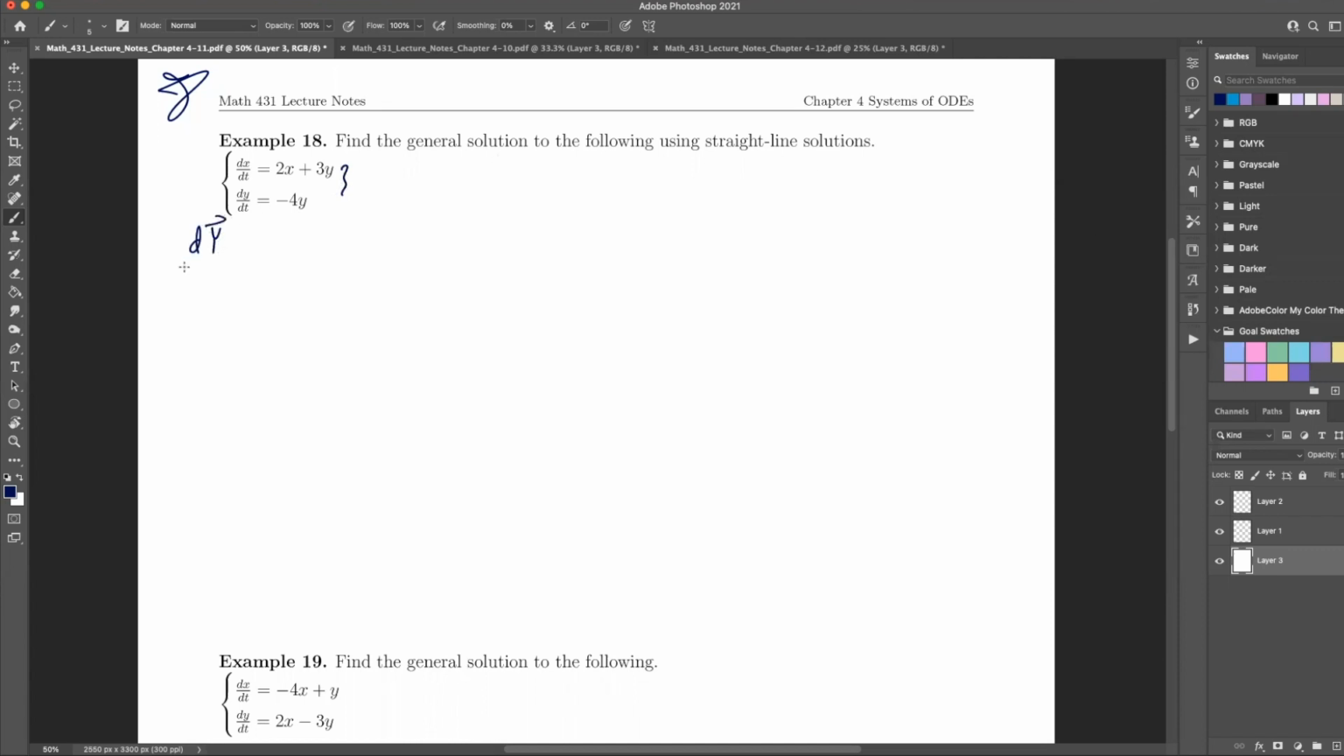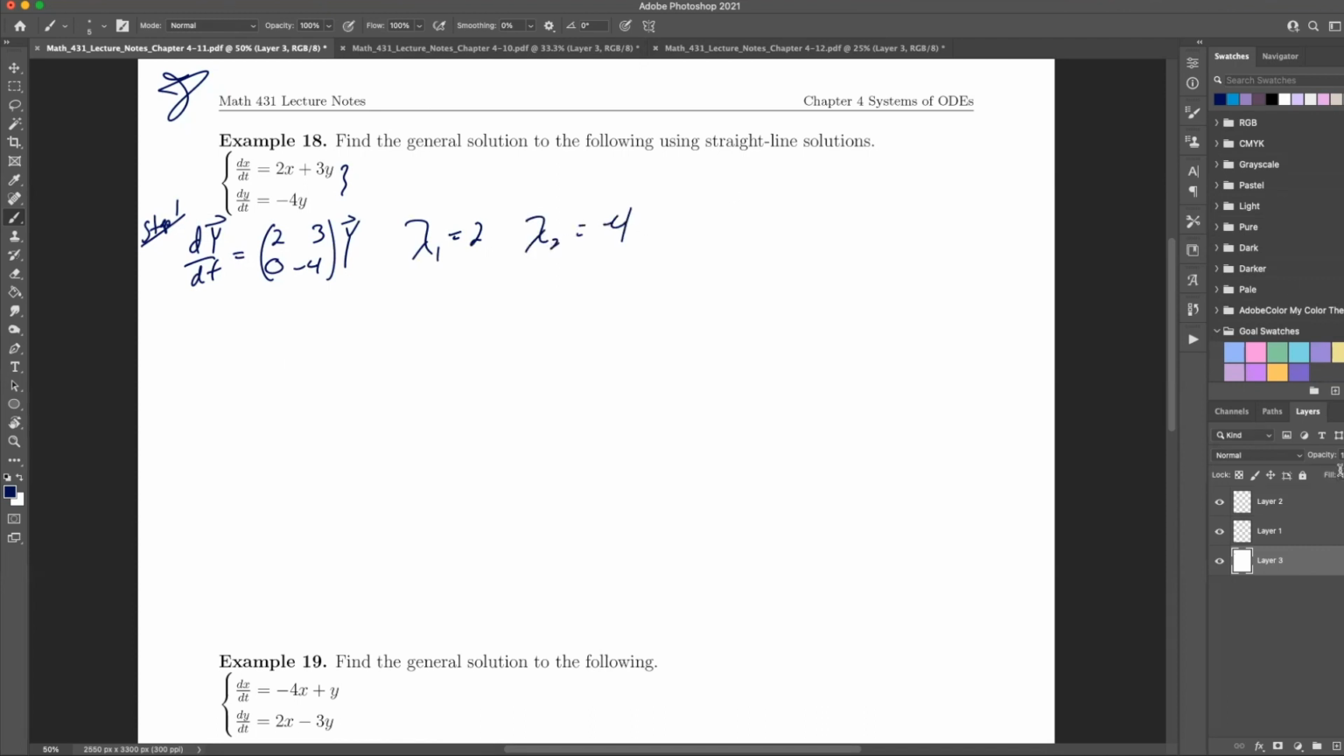dy/dt, and here I'm going to do it a little bit faster. So here we'll have step 1: the matrix equals 2, 3, 0. Notice there's no x term here, minus 4. And lambda 1 is equal to 2, and lambda 2 is equal to minus 4.